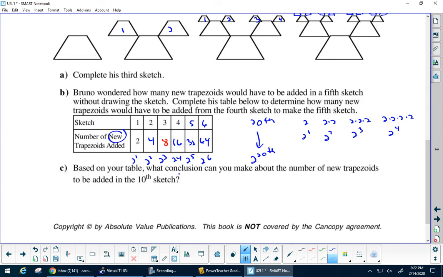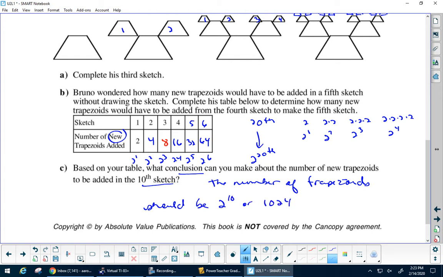So, what conclusion can you draw for the 10th sketch? The number of trapezoids should be 2 to the 10, or 1024.